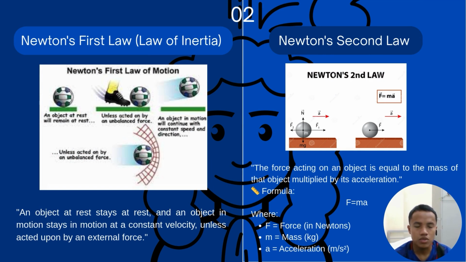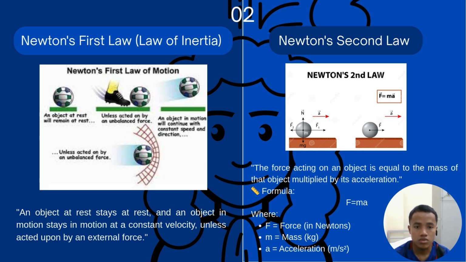Newton's first law, the law of inertia. Newton's first law states that an object at rest will remain at rest, and an object in motion will continue moving at a constant speed in a straight line, unless acted on by an unbalanced force. For example, think of a soccer ball. It won't move until you kick it, and once it's moving, it will keep going forever if friction and gravity didn't stop it.